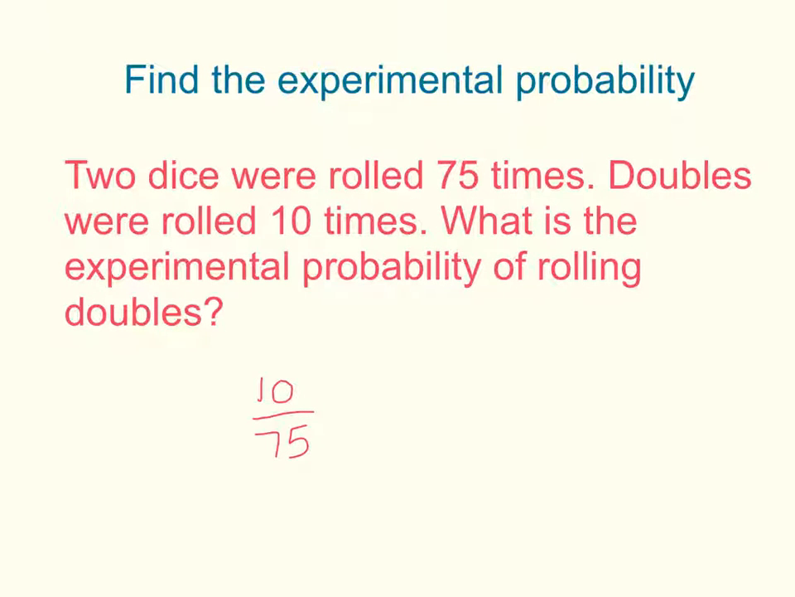Now you notice that we write probability just like we write fractions here. Okay, and just like in fractions, we want to simplify the probability. So I see that I can divide both of these by 5 to simplify it, and when I do that, I end up getting 2 out of 15. So the experimental probability would be 2 out of 15.